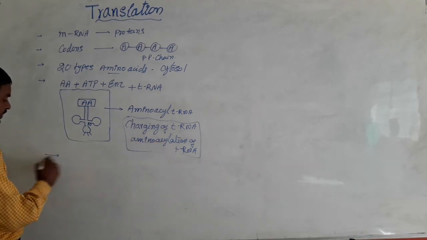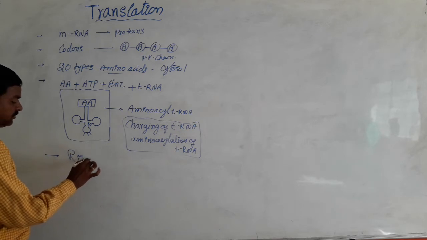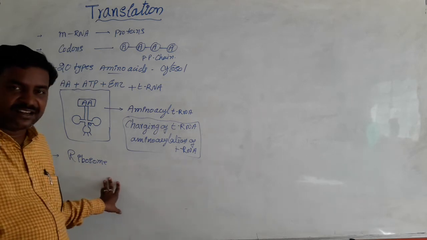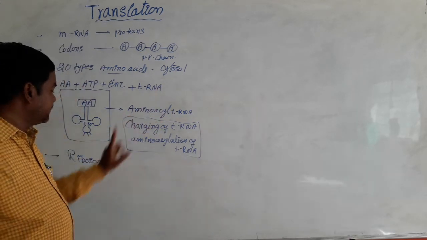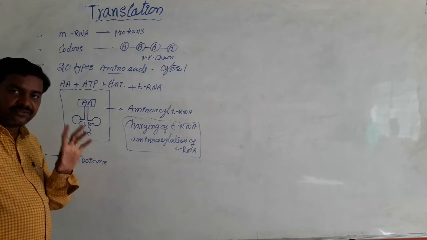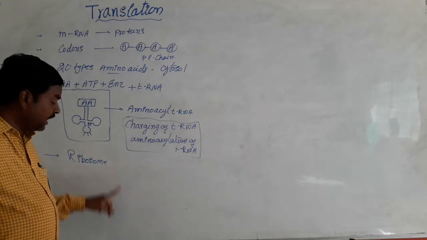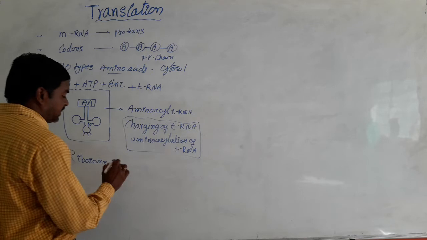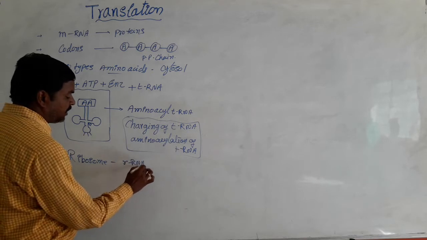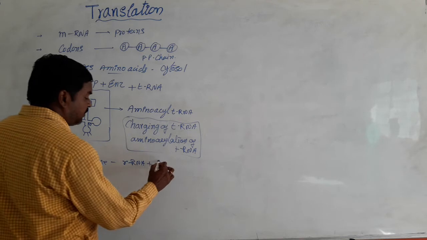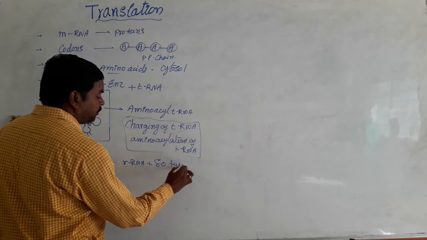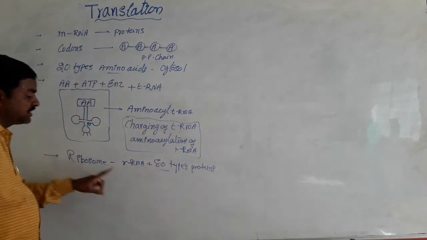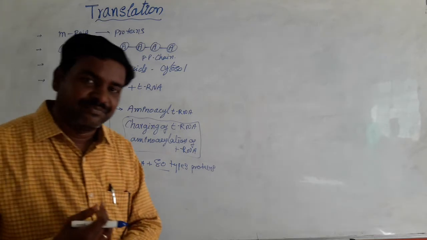Okay, now coming to another point, ribosome. This is the major cell organelle responsible for protein synthesis. Protein synthesis takes place in ribosome. This is also called factories of proteins. Ribosome is called protein factory. This ribosome is composed of ribosomal RNA and 80 types of proteins. 80 types of proteins and RNA are present inside this ribosome.